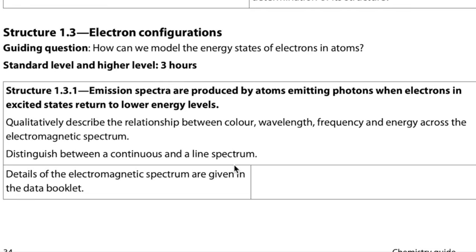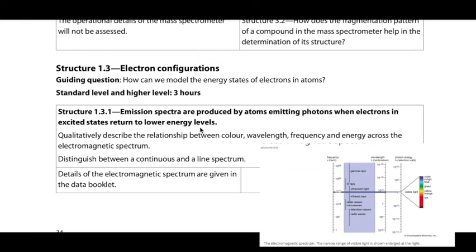But now let's take a look at electron configurations. And of course, we are supposed to be studying about emission spectra produced by atoms emitting photons when electrons in excited states return to lower levels. So we must do this against a background of understanding about the electromagnetic spectrum, its layout, what all the colors mean, all the sections, and the wavelengths and the frequency.